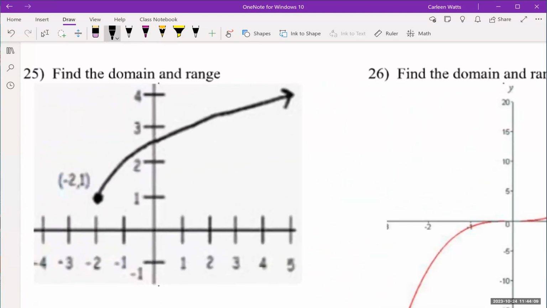25. That didn't help. Okay, the domain. I'm just going to tell you. Look at the X values. It goes from a certain X value to infinity, and we can never have a firm grip on infinity. Can anyone tell me what the lowest X value is?